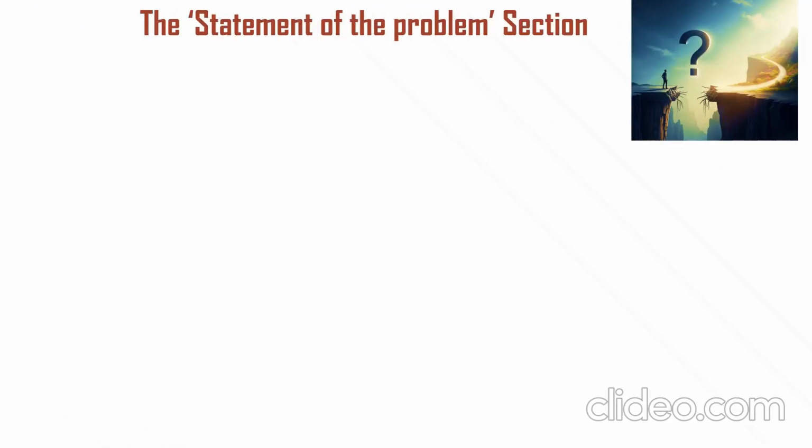We now come to the third component of a research proposal, the statement of the problem section. This is the central section in the whole proposal. It is the point of reference. It is the point from which all the decisions of the researcher will emerge.